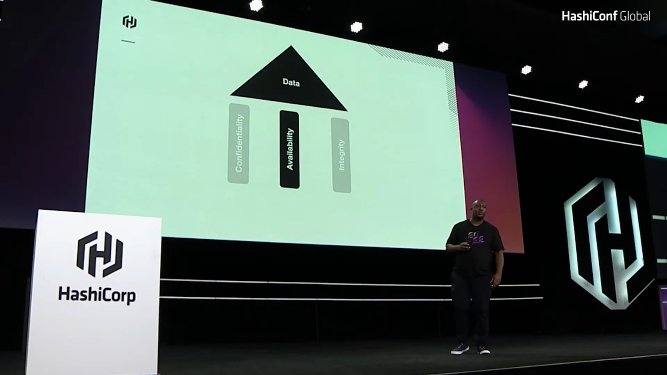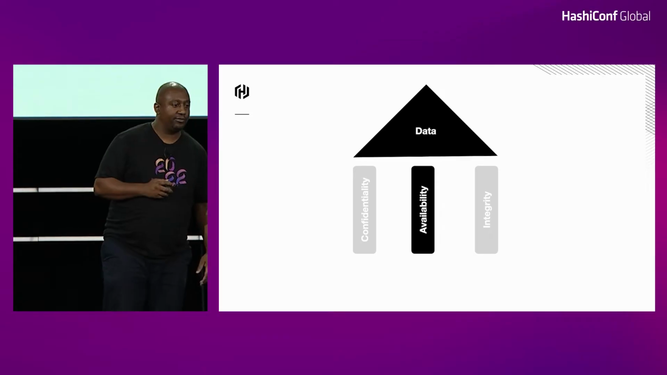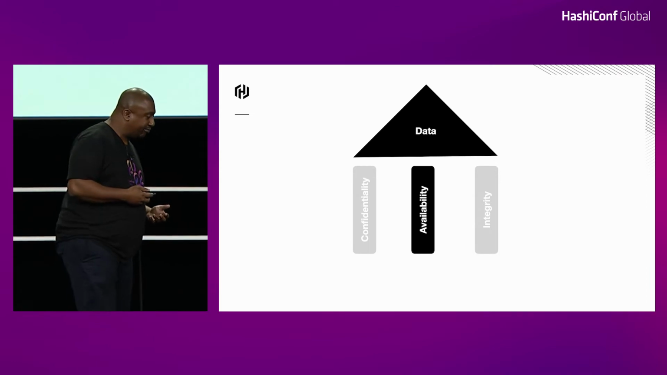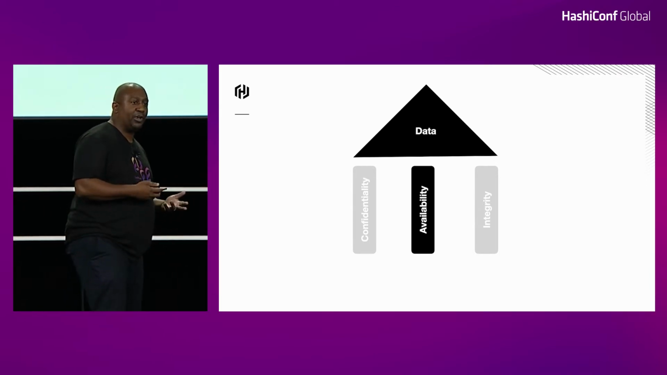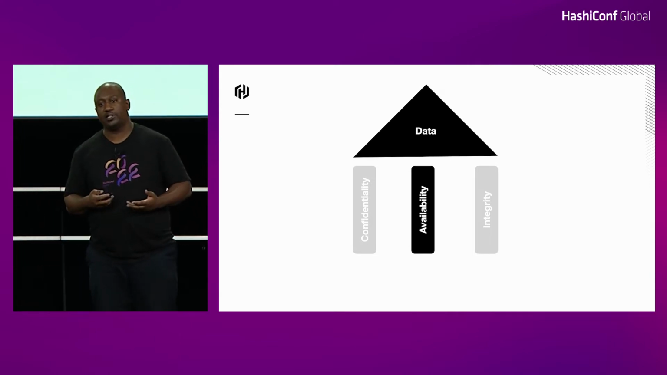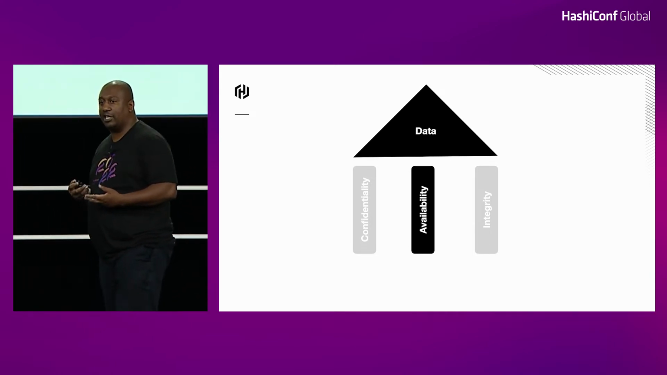Next, we need to protect the availability of our data. It's all good that we've protected the confidentiality of it, but it's no good if our applications, our customers, or anyone that is authorized to access this data cannot access it when they need to.